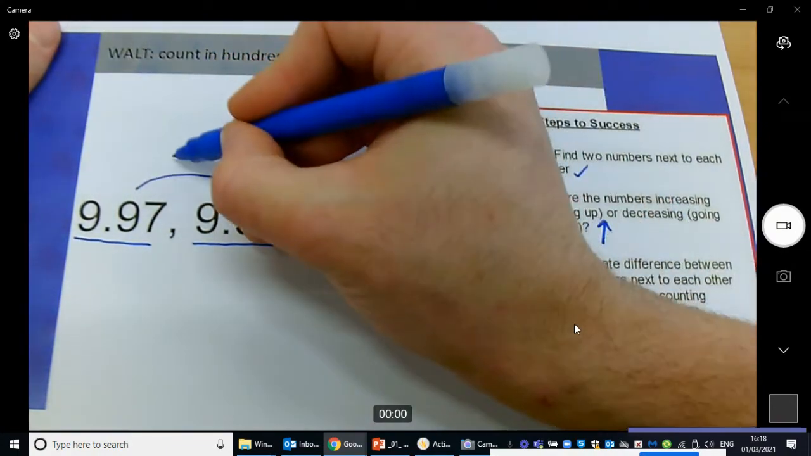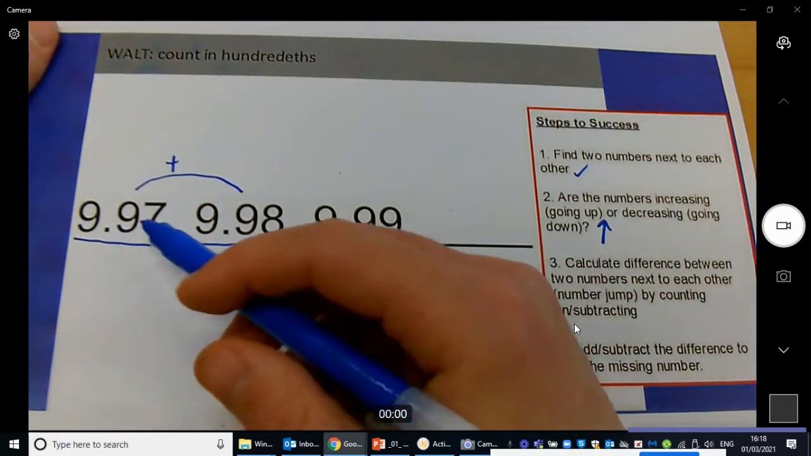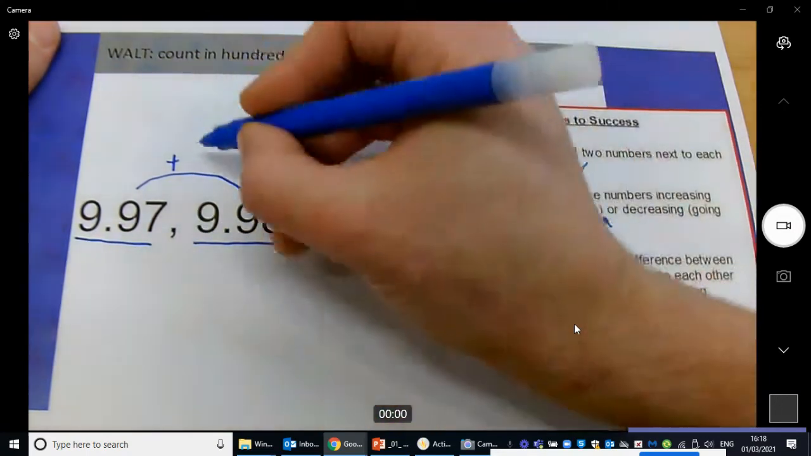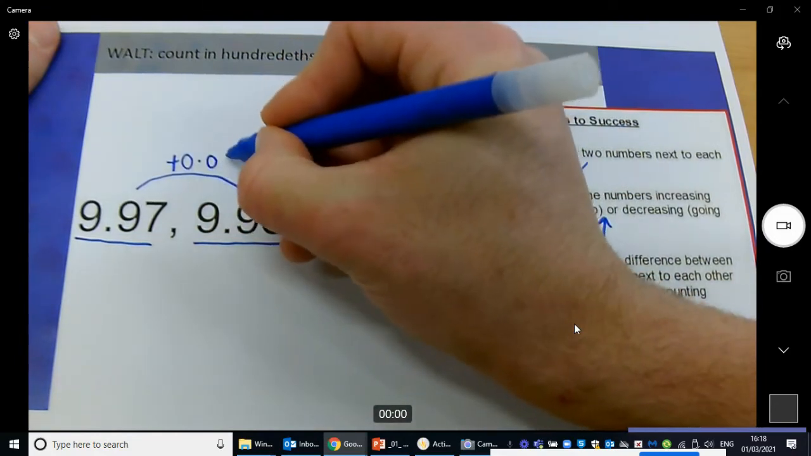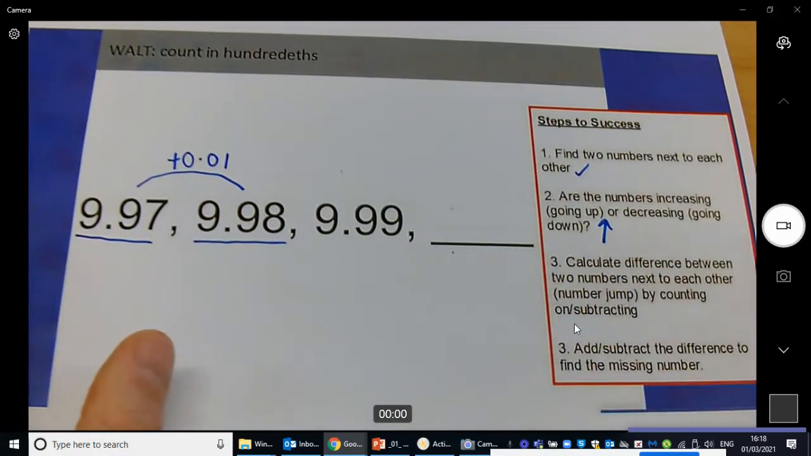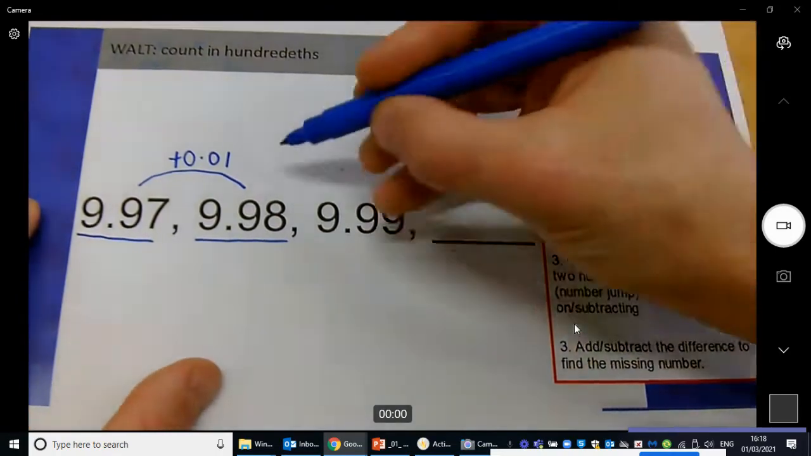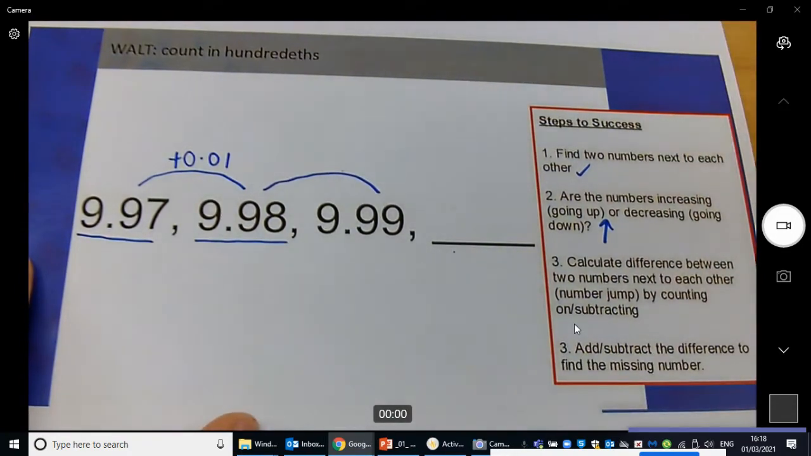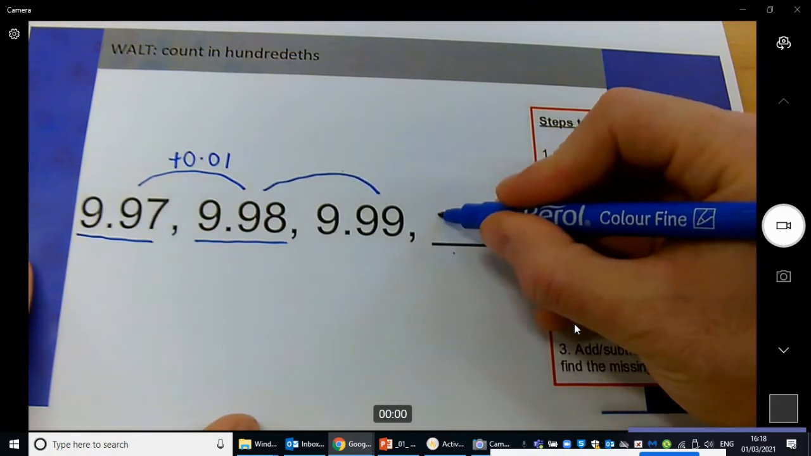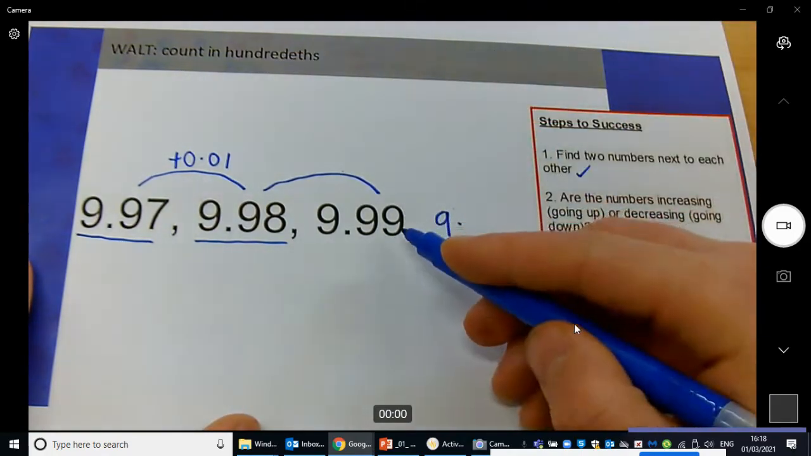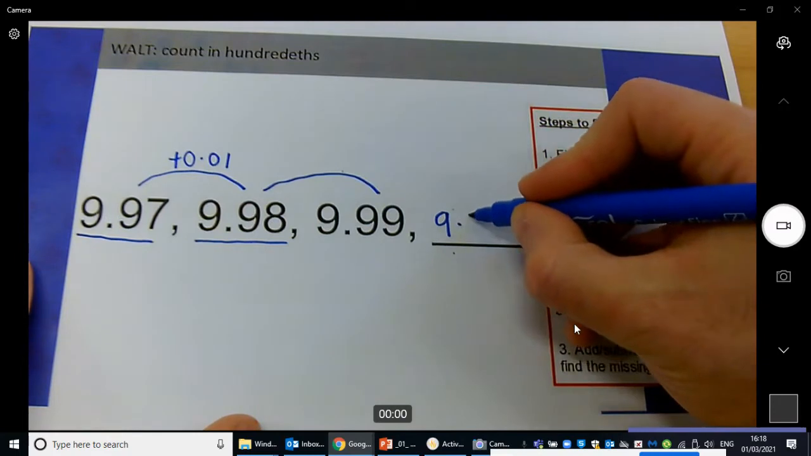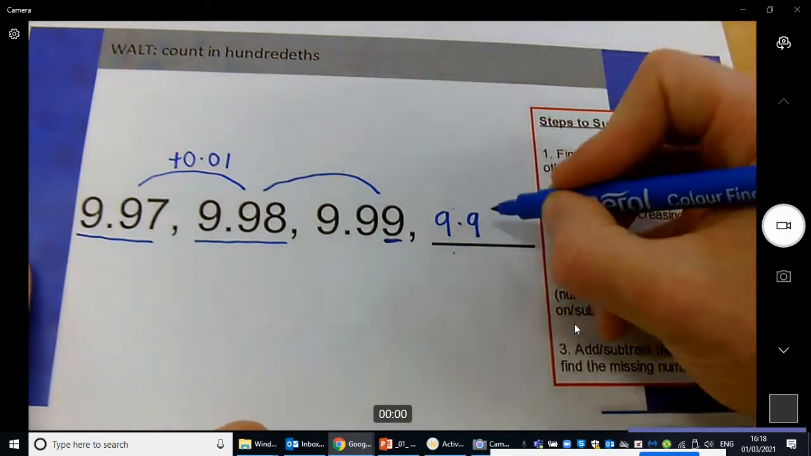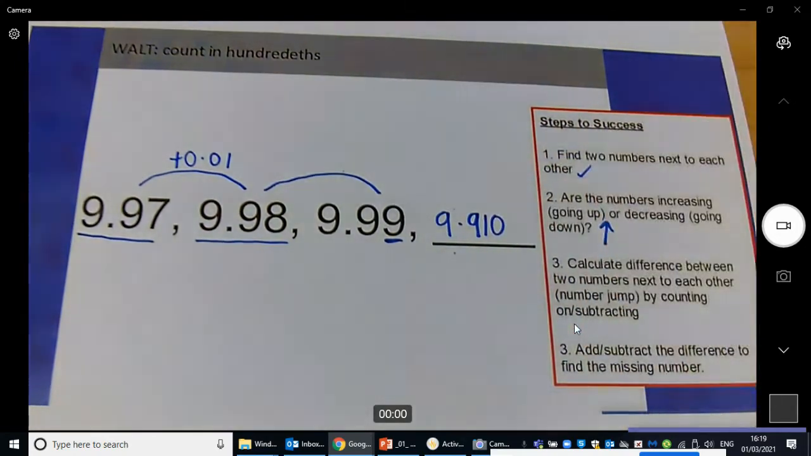What is the difference between those two numbers? Well, I can tell that it's 1/100th because the ones and the tenths are staying the same. So again, it's 0.01. And then finally, add or subtract the difference to find the missing number. Well, nice and straightforward, because I know the 9 is going to stay the same. The tenths are going to stay the same. And then this 9, we're adding one more 100th, so that's just going to go from a 9 to a 10.